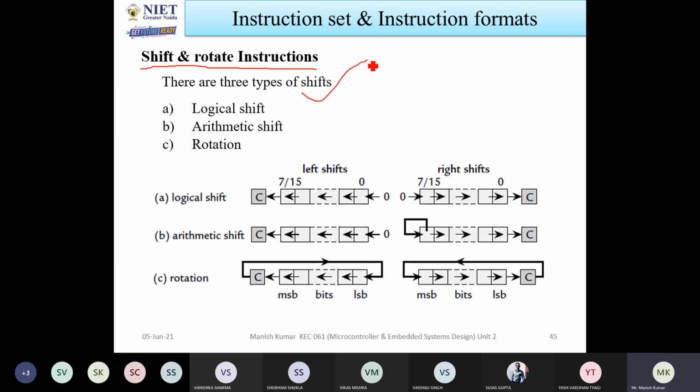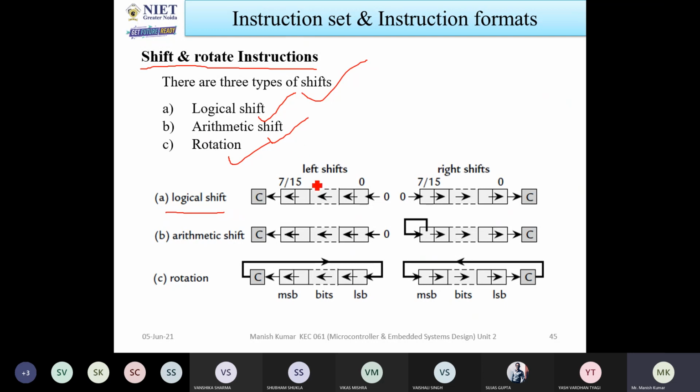So actually there are 3 types of shift: logical shift, arithmetic shift, and rotation shift. Now with the help of examples, I will tell you the difference between these 3 shifts. First I am going to talk about the logical shift. There are 2 types of shifting: either you can shift left or you can shift right. If you want to rotate, then either you can rotate left or rotate right.